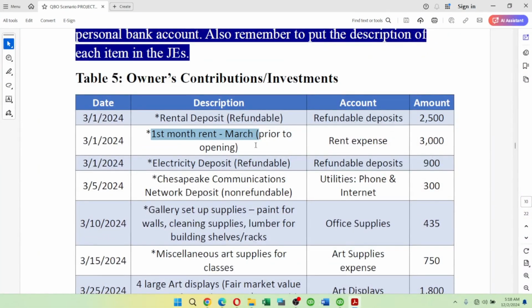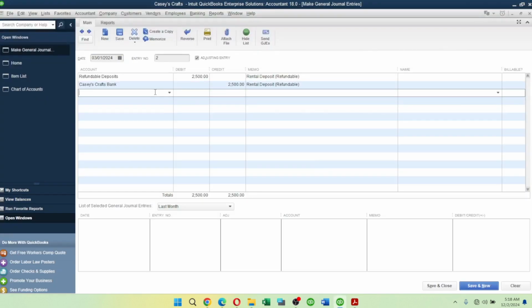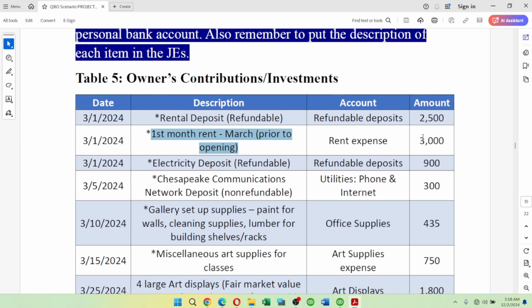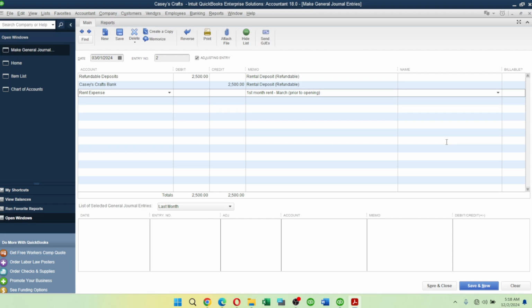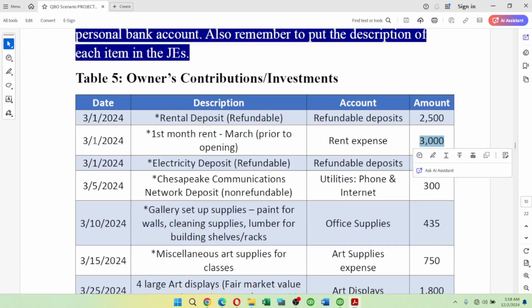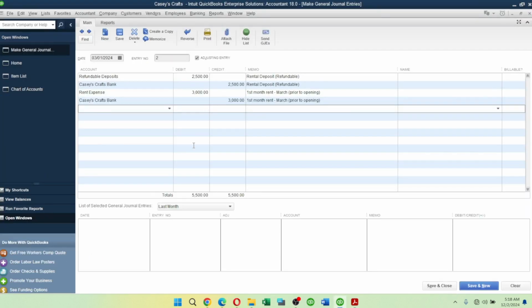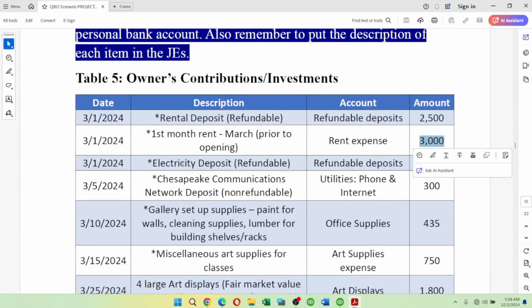We have first rent for March prior to opening. So let's go ahead, because it's the same thing. We're going to say rent expense account, so it's going to be 3,000. This is going to be Cassis bank. So what next? This is also 1st March.